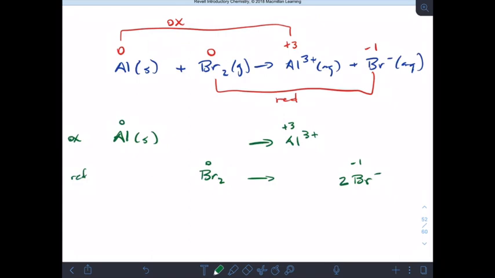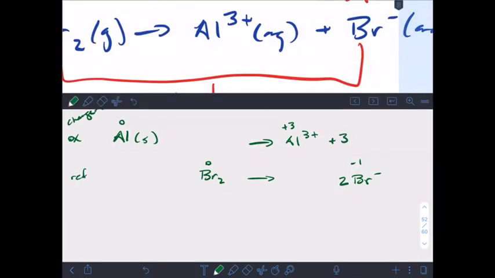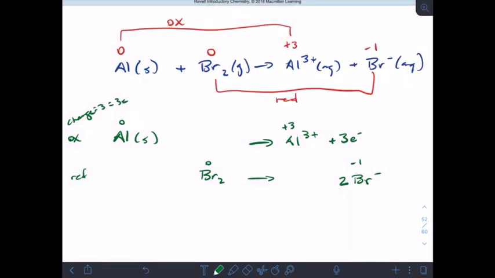Okay, so now I need to add electrons to finish my half reactions. On my oxidation half reaction, I have a change of three. It goes from a zero to a three. That means three electrons have moved. I'm going to put them on the side with the more positive oxidation state. That's the right-hand side, because between zero and plus three, plus three wins. So I'm going to put three electrons on the right.